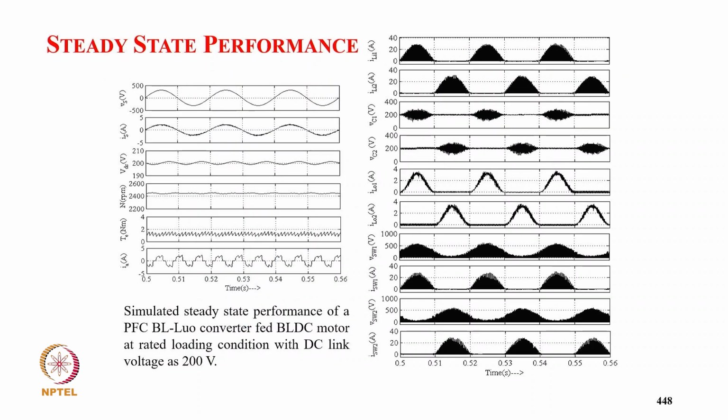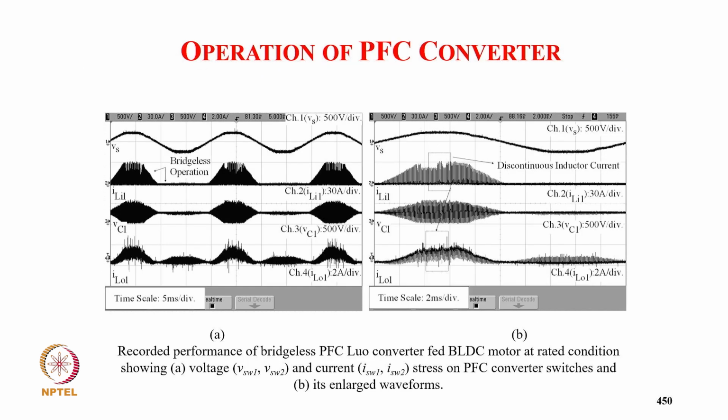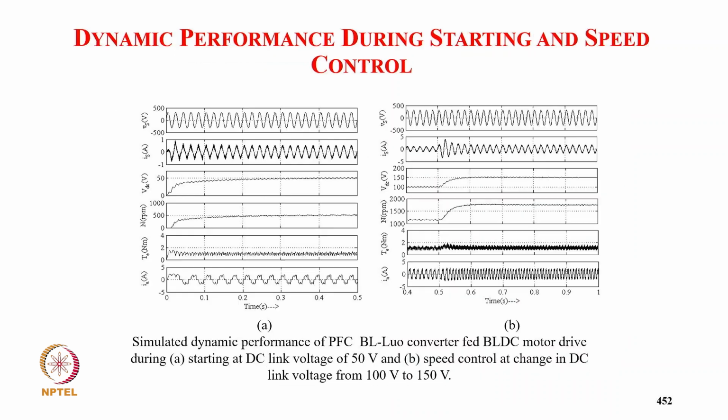These are the simulated performances for supply voltage, supply current, and DC link voltage. The supply current remains in phase with the supply voltage, giving unity power factor, along with DC link voltage, speed, torque and winding current. You can see the input inductor currents are discontinuous for both the positive half cycle and negative half cycle converters, while capacitor voltage and output inductor current are continuous, along with switch voltage and switch current for both switches. These are experimental results for 200 volt DC link and 50 volt DC link. The supply current remains in phase with the supply voltage, the input inductor currents are discontinuous for both converters, and the capacitor voltage and output inductor current remain continuous.